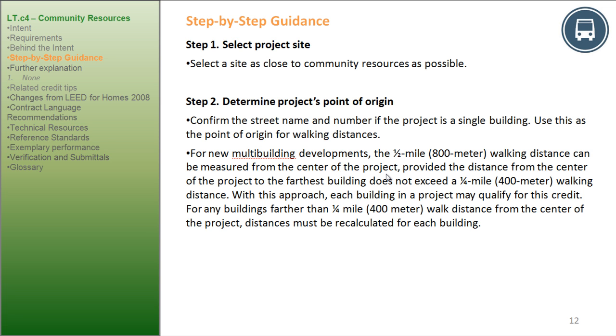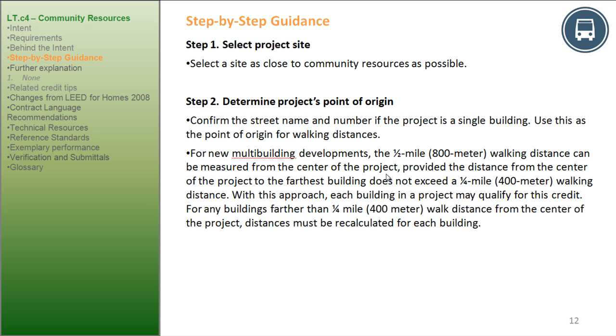Step-by-step guidance. Step 1. Select project site. Select a site as close to community resources as possible. Step 2. Determine the project's point of origin. Confirm the street name and number if the project is a single building. Use this as the point of origin for walking distances.